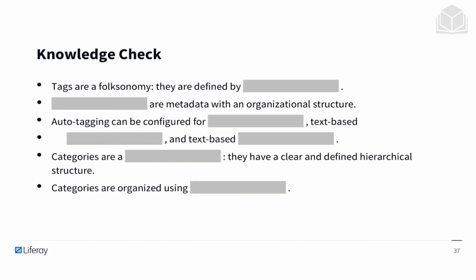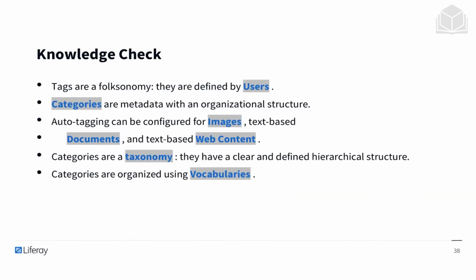It's time for a knowledge check. Tags are a folksonomy. They are defined by users. Categories are metadata with an organizational structure. Auto-tagging can be configured for images, text-based documents, and text-based web content. Categories are a taxonomy. They have a clear and defined hierarchical structure. Categories are organized using vocabularies.